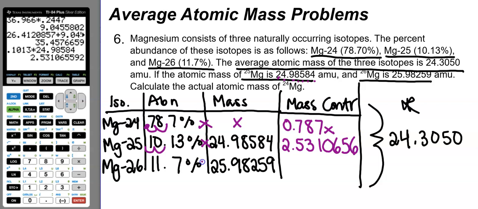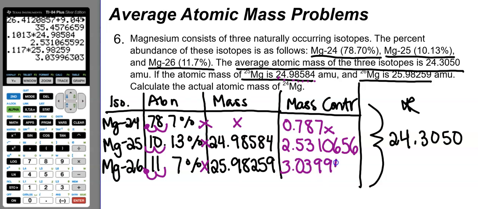Now let's do our mass contribution for magnesium-26. Move the decimal point twice before we multiply. So convert to a decimal, 0.117, times our mass of 25.98259. And that gives us a mass contribution for magnesium-26 of 3.039963, and then we'll keep one more, 3.